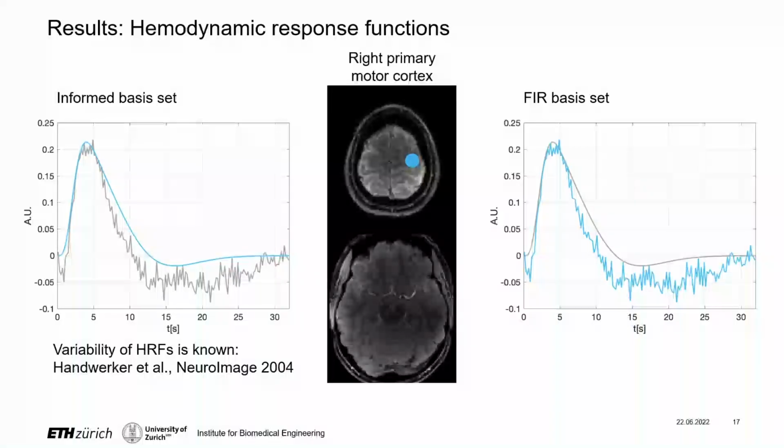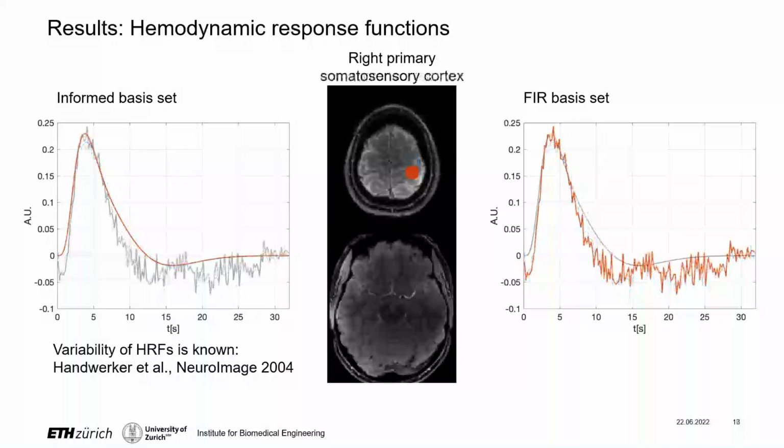And what's nice, thanks to the fast resolution, we really get roughly 5 samples that show this pattern. We actually find the exact same pattern in the right primary somatosensory cortex. That seems to be consistent in the right hemisphere.